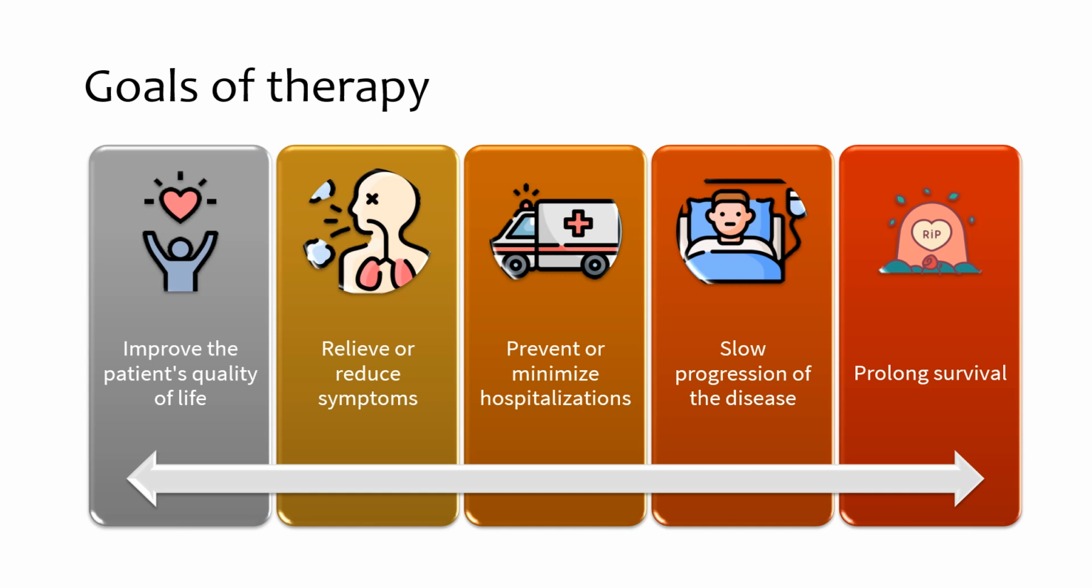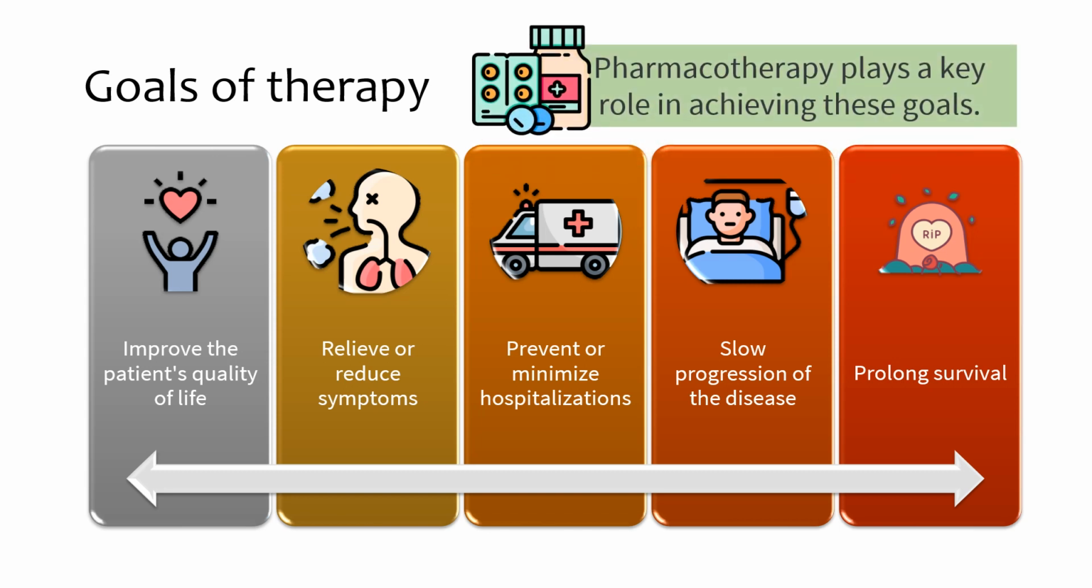So why do we treat patients, and what are the goals of therapy? One is to improve the quality of life. You can imagine if they are not able to do their favorite activity, it can be quite a depressing situation to be in. We also want to reduce or relieve any symptoms that they may feel, prevent or minimize rehospitalizations, or getting to hospital because they cannot cope or they feel unwell, slow the progression of disease, as well as prolong survival. So in all these areas, pharmacotherapy plays a very key role, and that's why the role of a pharmacist is extremely strong in the setting of heart failure.